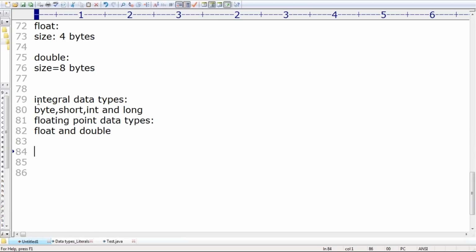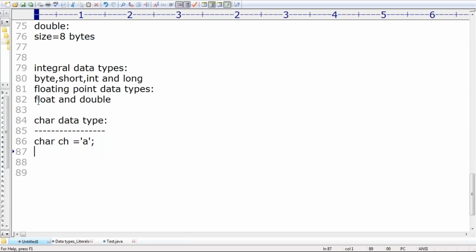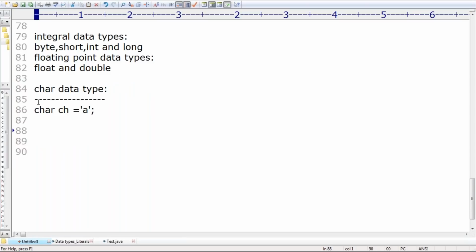After that, the char data type. Remember this one. Now my question is to represent characters. I want to represent A, or B, or the at-the-rate symbol. If you want to represent characters, then we should go for the char data type. Char ch = 'A', or char ch = '@', then happily we can go for the char data type. Take very special care about this one.